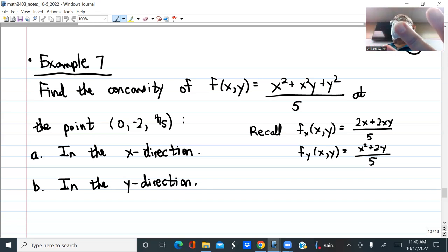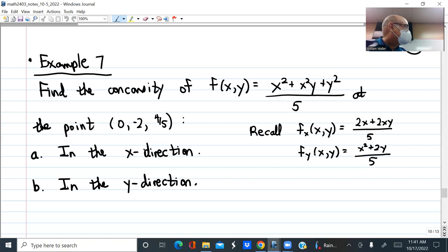What do you use to answer this question? Yeah, you just use the second partial derivatives. So to find the concavity in the x direction, you just calculate f sub x x, the second partial derivative with respect to x twice, and then to find out the concavity in the y direction, you just calculate the second partial derivative with respect to y. That means you have to do some differentiation, but I've simplified this for you because we already calculated f sub x, so we already know the first partial derivative with respect to x.